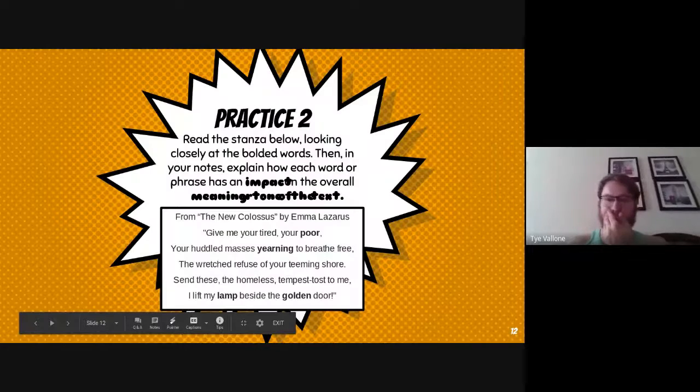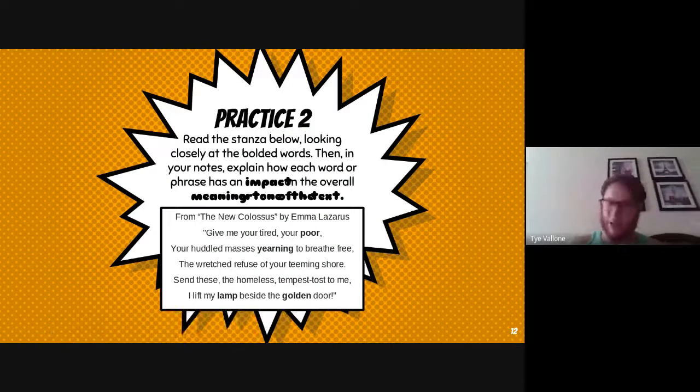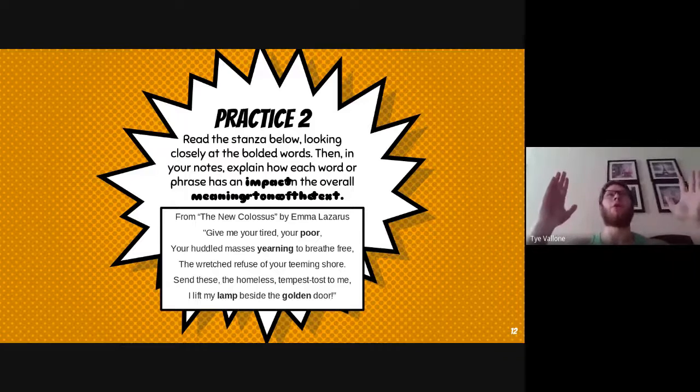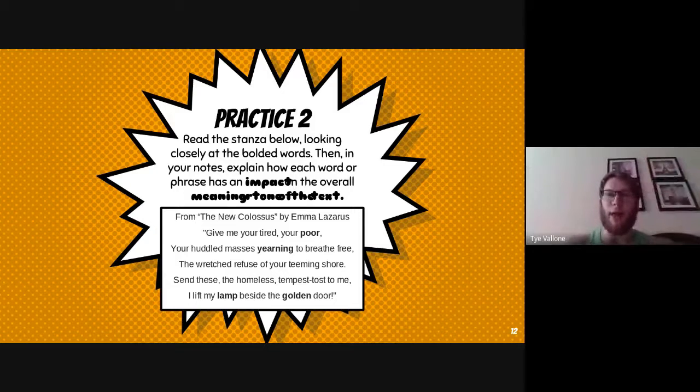And they could also have an impact on the tone of the text. That's what we're going to talk about now with this example. So this is a short blurb from The New Colossus by Emma Lazarus, which is the poem that's on the base of the Statue of Liberty. So it's a poem written kind of to immigrants, so that when immigrants were coming to America and they would see the Statue of Liberty, they would read this poem, right?